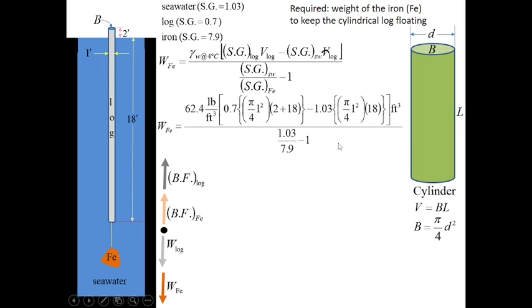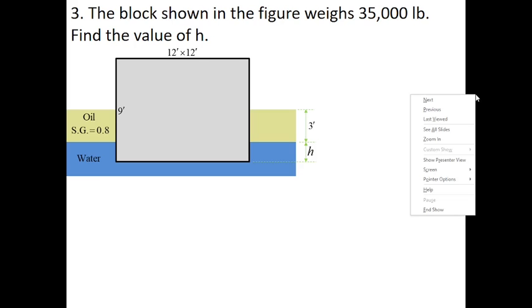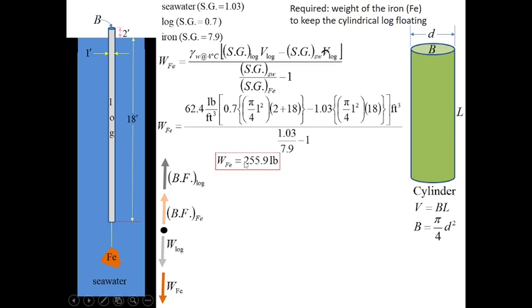So, and then, specific gravity of seawater, 1.03, iron, 7.9, okay. Ito, minus 1. So, we get an answer of 255.9 pounds. Okay? So, that will be the weight of iron, no? 255.9 pounds. Okay? So, number 3.